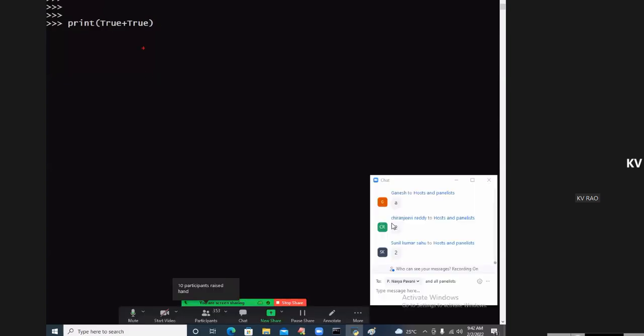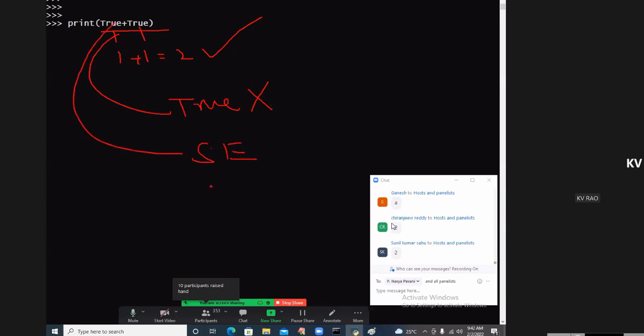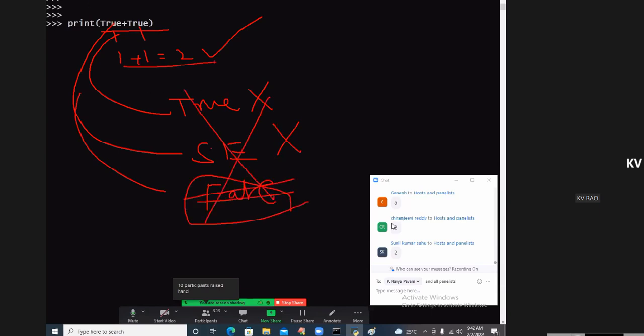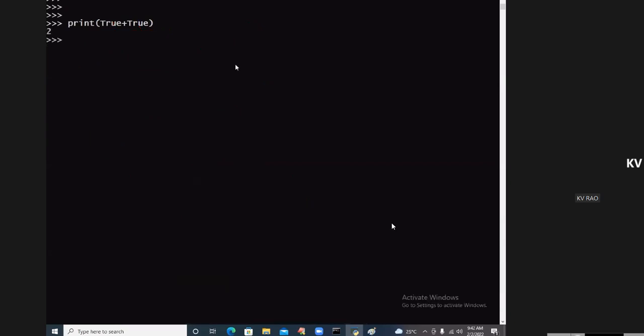Internally, the value of true is taken as 1. 1 plus 1 is 2, which is the correct answer. Generally, some people will say 2 and 2 is 2, which is another wrong answer. Some people will think that Boolean values cannot be added and feel it is a syntax error, also wrong. These are all wrong answers. The answer is 2. It's a very, very important question from an interview point of view.